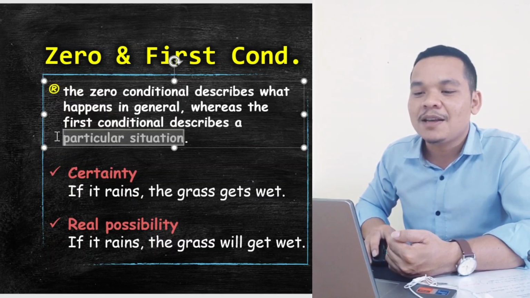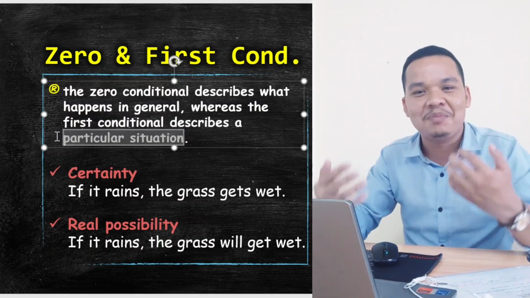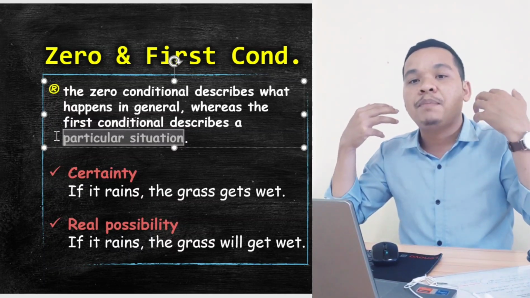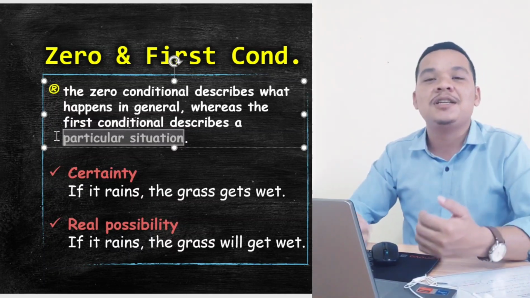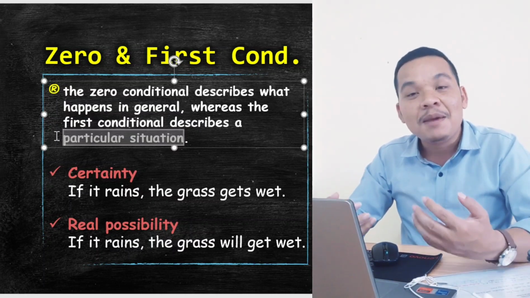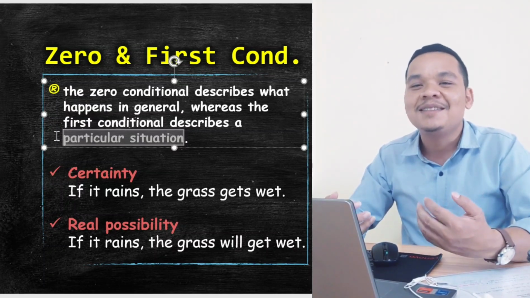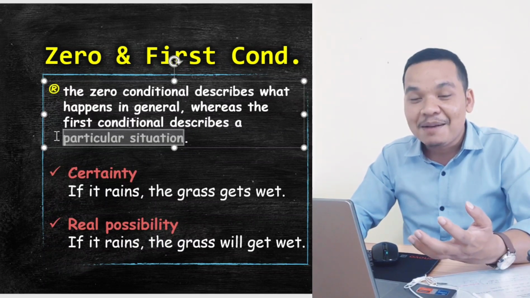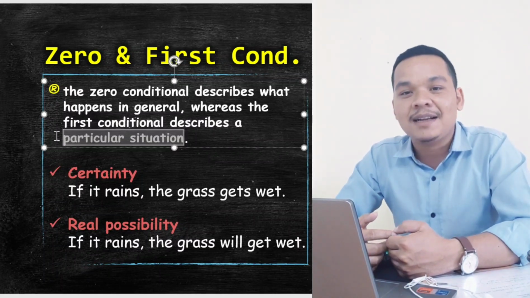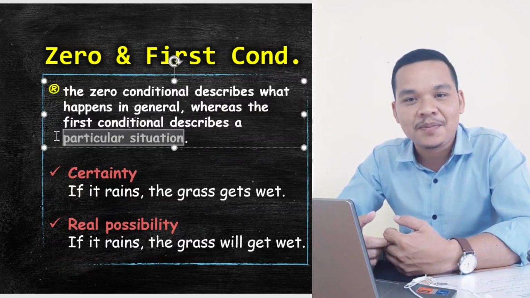In a particular situation, we can't say that the sky must rain. We are just making a prediction, because we see the situation now: the cloud is dark, the sky is black. And then you say if it rains, the grass will get wet. So if it rains, the grass will get wet. That's a possibility. But when we say it, the sky may not rain. We are based on the situation and a particular situation. All right, okay.